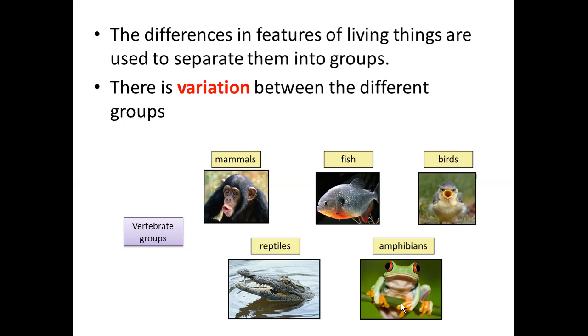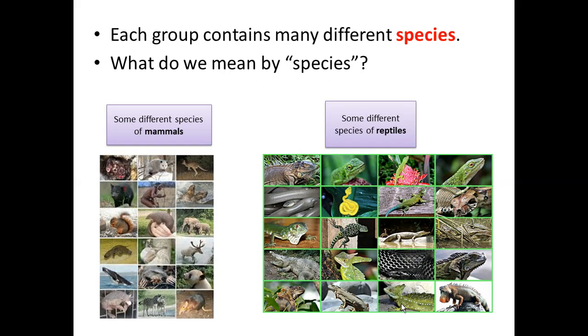If you look at the picture, you can see that in the vertebrate group, we have 5 subgroups that show a wide range of variation between groups. In fact, we have mammals, fish, birds, reptiles, and amphibians. Each group contains many different species. We can observe in these pictures different species of mammals and some different species of reptiles.